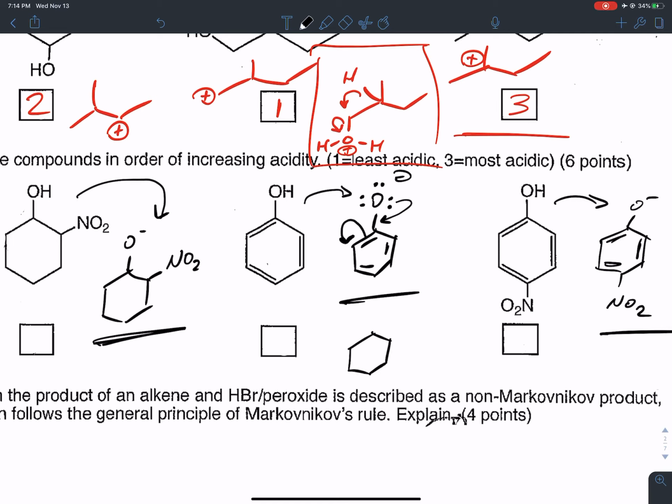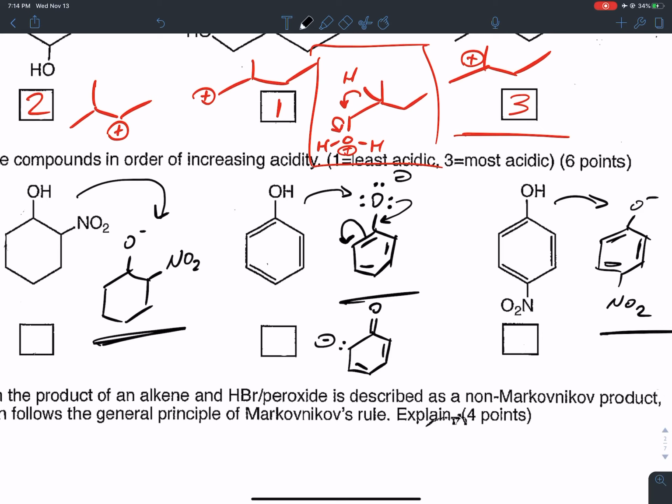I'm not going to do every single resonance contributor. I'm just going to show you the first one here to give you an idea of what's going on. What would happen is that this anion is going to move from here to here to here.